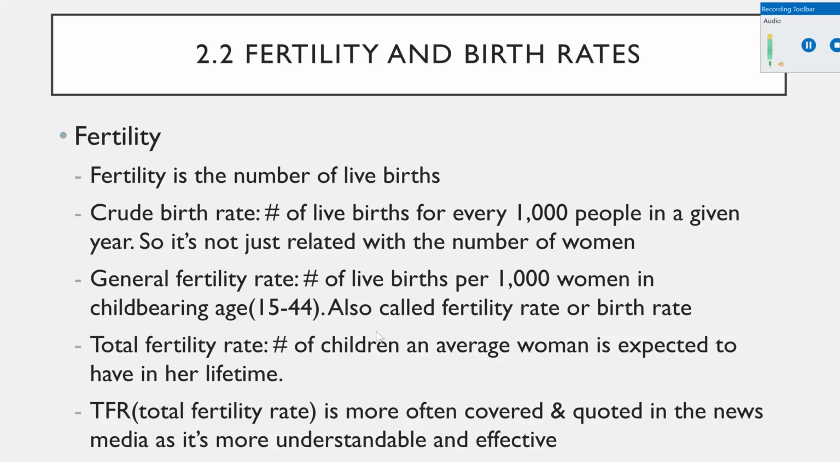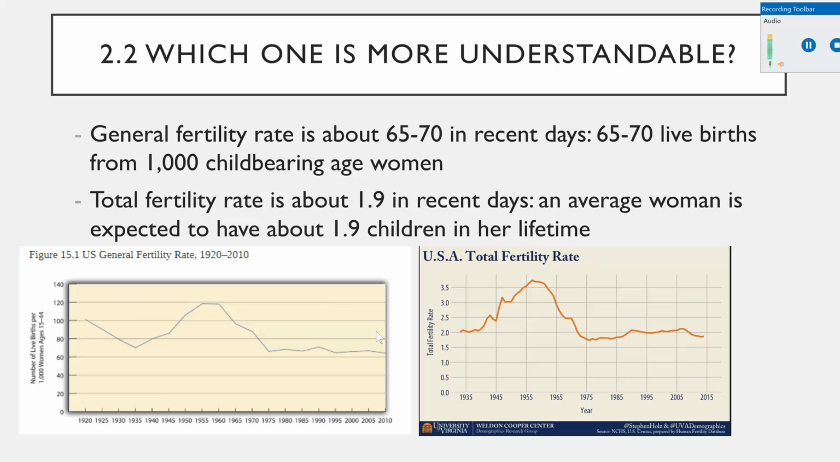Among those three measurements, TFR, the total fertility rate, is more often used or cited in the media and academic articles because it is more understandable compared with the earlier measures. So these are comparisons.